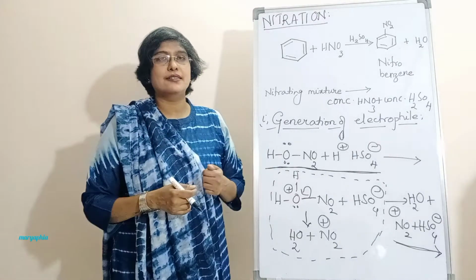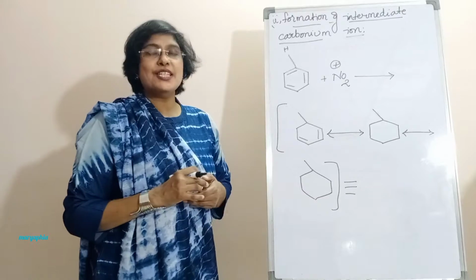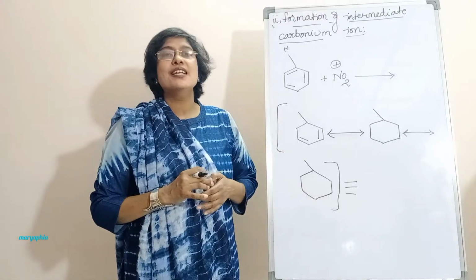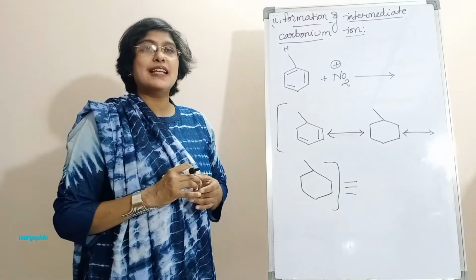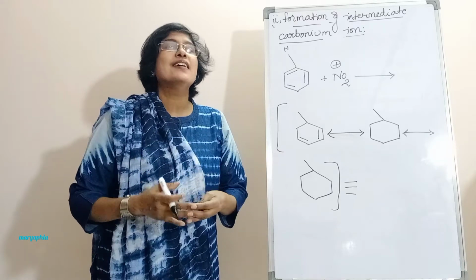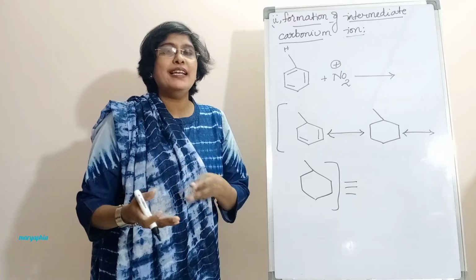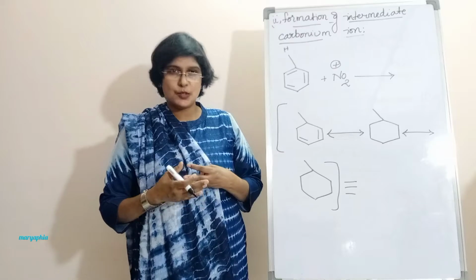Clear? Right. So students, the second step is the formation of the intermediate carbonium ion. Do you remember, students? The first step is the generation of the electrophile. Now the electrophile is nothing but an electron deficient species, so it moves towards the electron rich species. I told you in the last class why these aromatic compounds act as electron rich species.